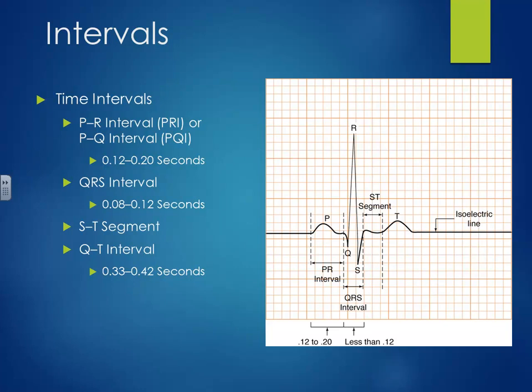And then you've got a QT interval, all right? So that's going to be from the Q to the end of the T. What would a QT interval show you? It's going to show you a complete cycle of ventricular depolarization and repolarization. All right? What would be the significance of a prolonged QT interval?